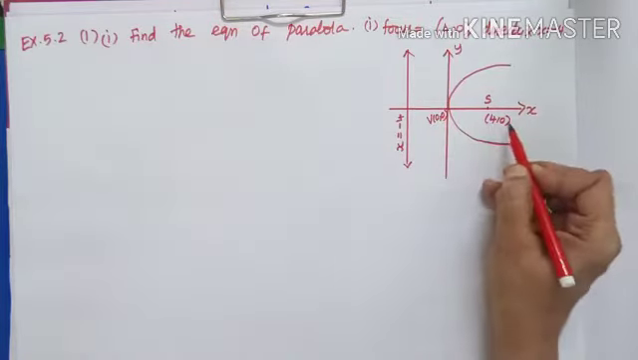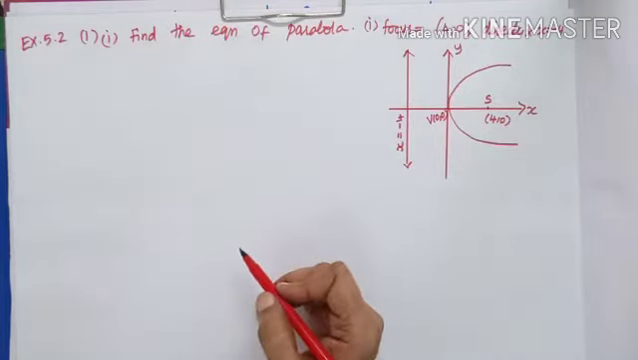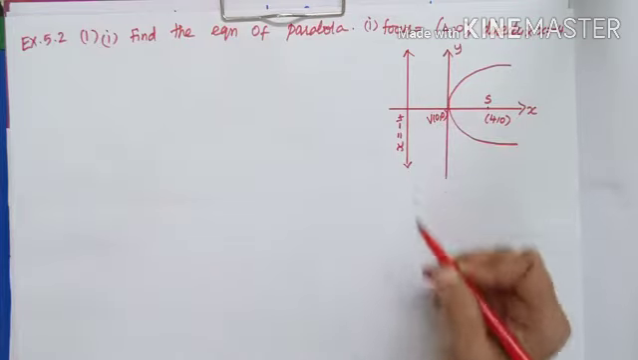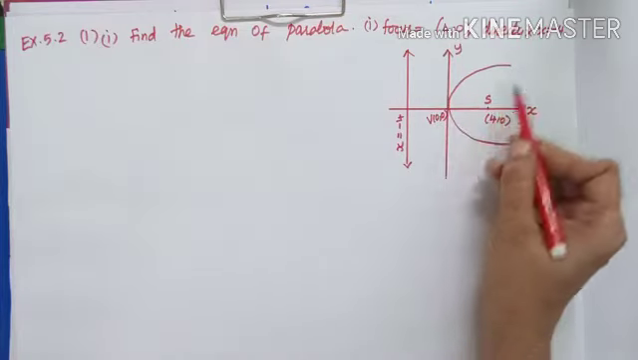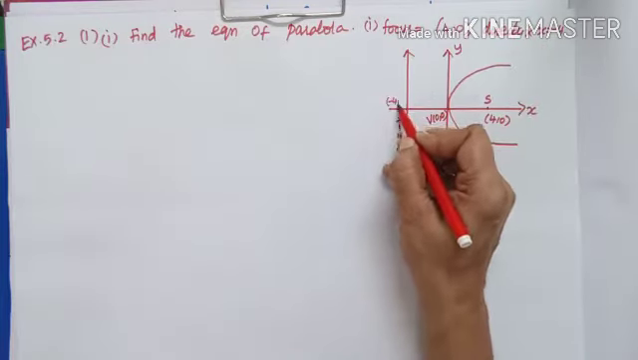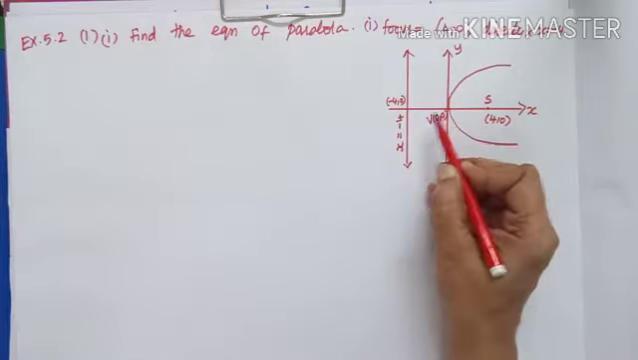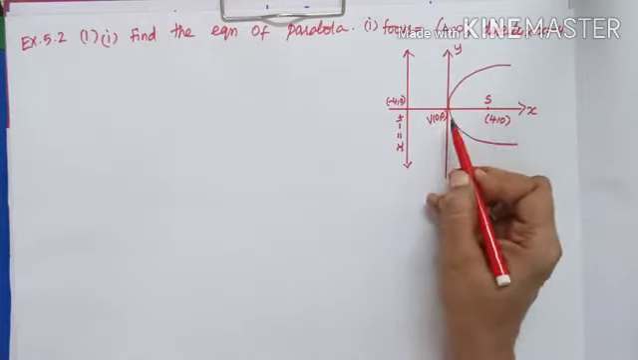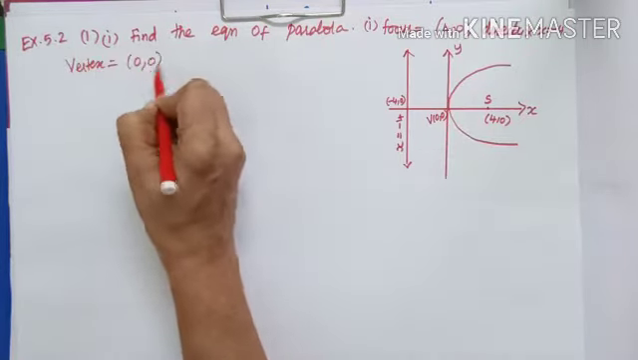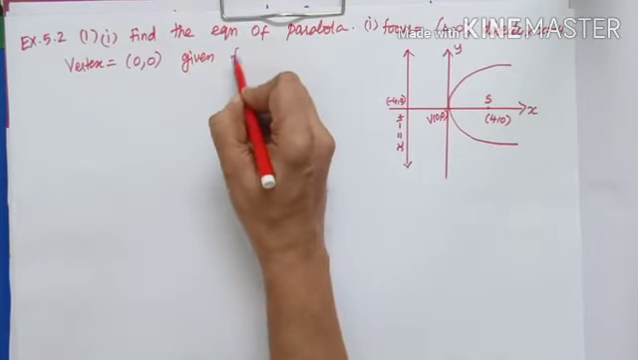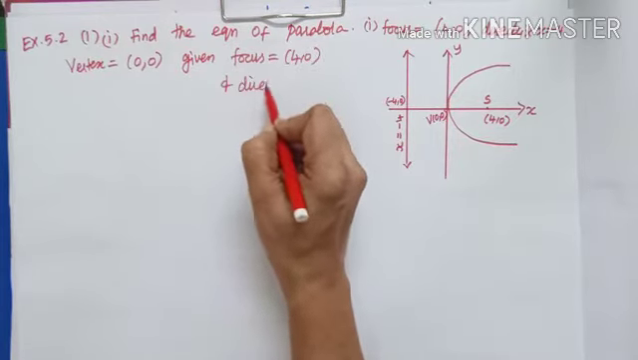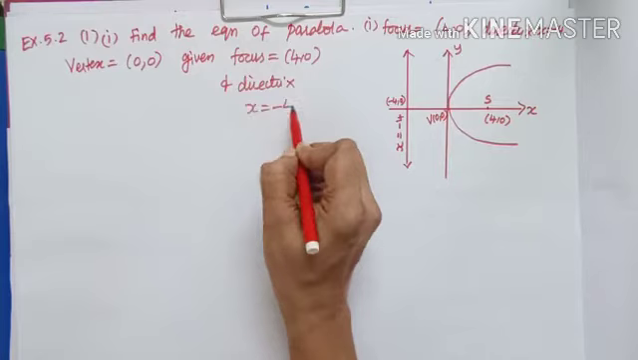Now this I compare with (a, 0). So the vertex naturally is in between the focus and directrix. Focus tells me +4, directrix tells me -4. So this point I will say (-4, 0). Where is the vertex? In between. That is (0, 0). So we will say vertex equals (0, 0), given focus is (4, 0) and directrix is x equals -4.